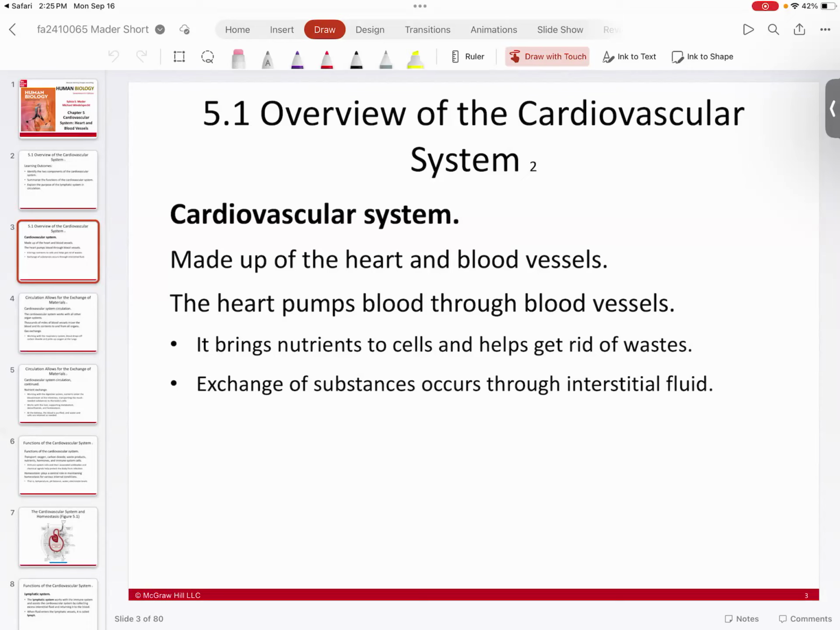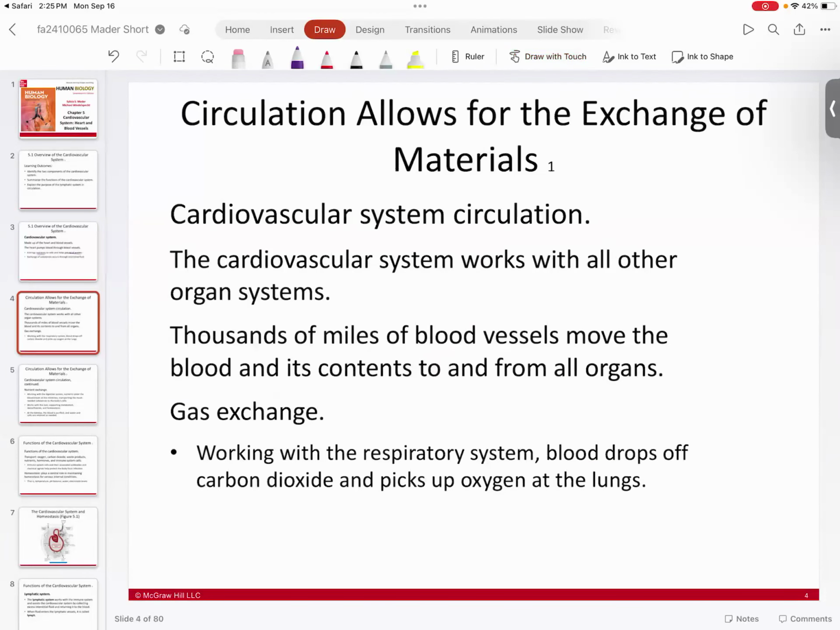So the heart obviously is a pump that pumps the blood through the blood vessels. Its job is to bring nutrients and oxygen to cells and also to pick up waste and get rid of the waste. So it's an exchange. The blood goes through the blood vessels and exchanges these substances, oxygen and nutrients, for the waste, and that's happening between the blood and those interstitial tissues themselves.